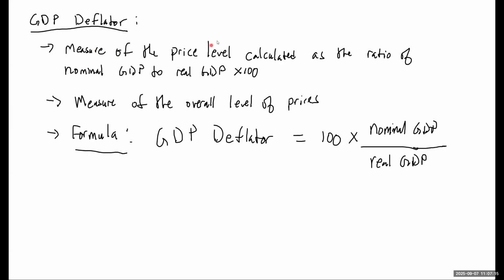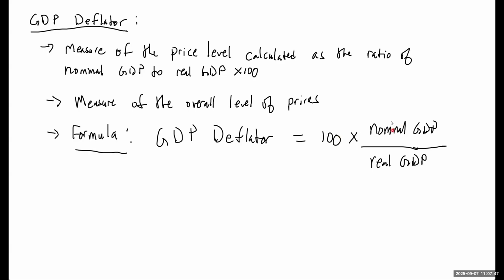GDP deflator. It's the measure of the price level calculated as the ratio of nominal GDP to real GDP. Remember, for the base year, nominal GDP to real GDP is just 1, because they're equal in value. So if you divide, it's equal to 1 times 100. So the GDP deflator for the base year is 100. This is a measure of the overall price level.